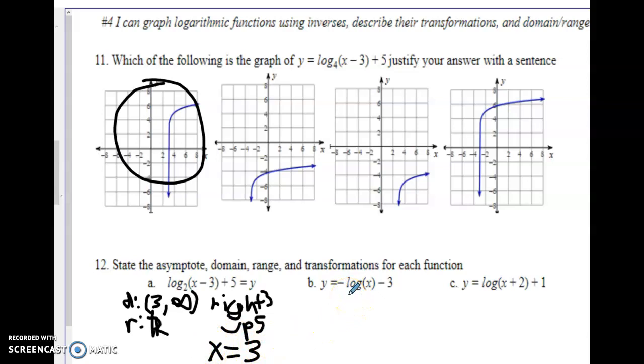So now let's look at B. B, this is reflected across the x-axis, so that's the first transformation. So I'm going to write that down. Reflect across the x-axis. And then that minus 3 at the end also means that it's been shifted down 3.